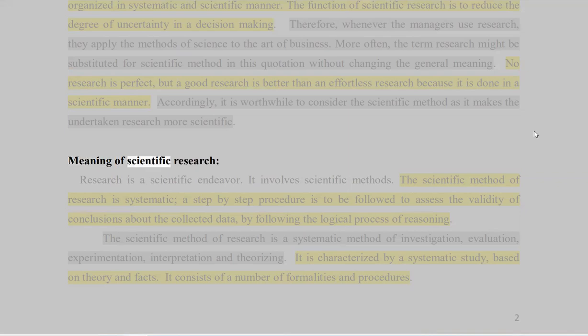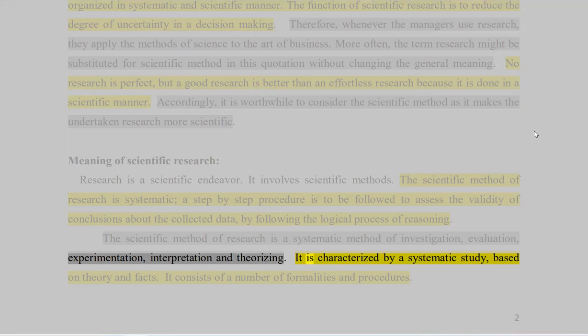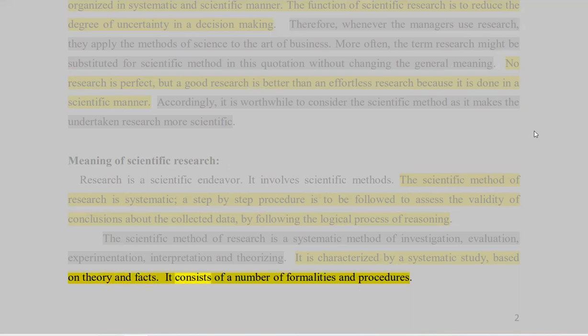Meaning of scientific research. Research is a scientific endeavor. It involves scientific methods. The scientific method of research is systematic. A step-by-step procedure is to be followed to assess the validity of conclusions about the collected data by following the logical process of reasoning. The scientific method of research is a systematic method of investigation, evaluation, experimentation, interpretation, and theorizing. It is characterized by a systematic study based on theory and facts. It consists of a number of formalities and procedures.